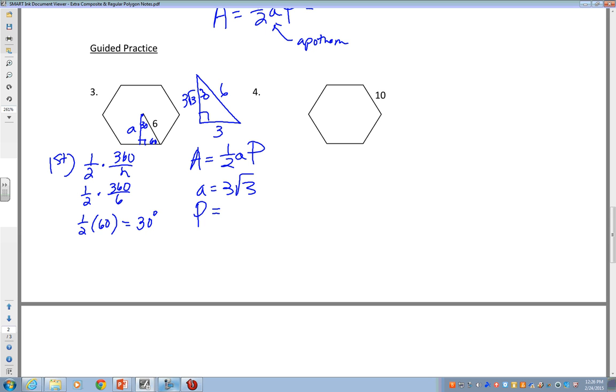So think about this. I know that this little part here is 3. What if I drew the line that way? This would be 6, right? Wouldn't this be 3 again? So the whole side is what? 6. The whole side is 6.